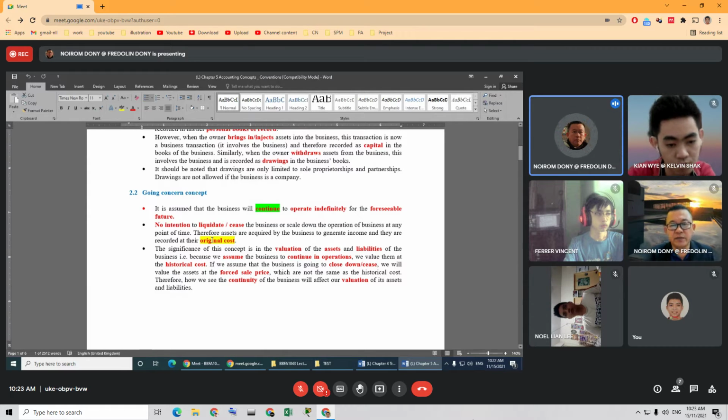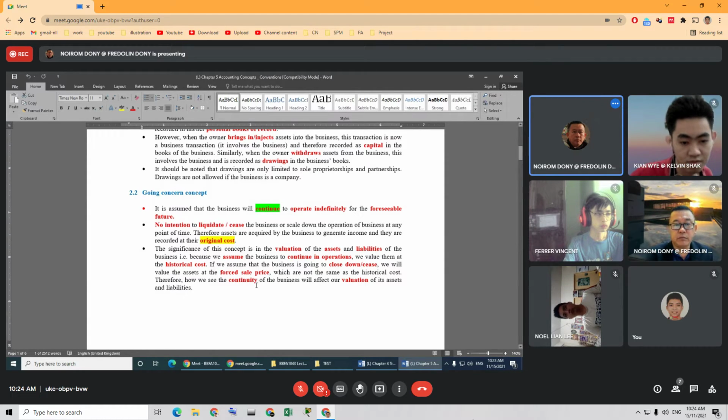The significance of this concept is in the valuation of the assets and liabilities of the business. Because we assume the business will continue in operation, we value them at the historical cost. If we assume the business is going to close down, which is the opposite, or cease, we will value the assets at the forced sales price, which is not the same as the historical cost. Therefore, how we see the continuity of the business will affect our valuation of these assets and liabilities.